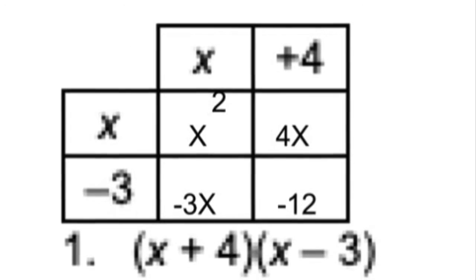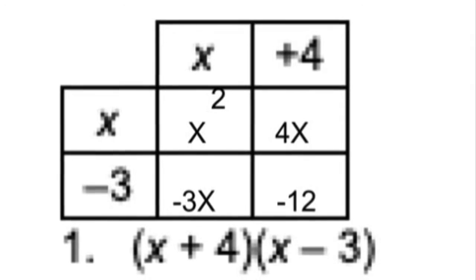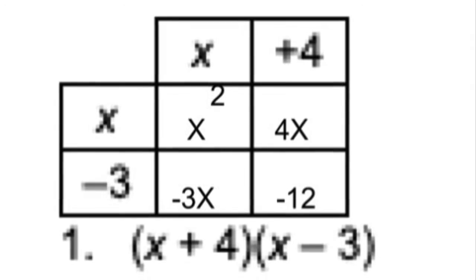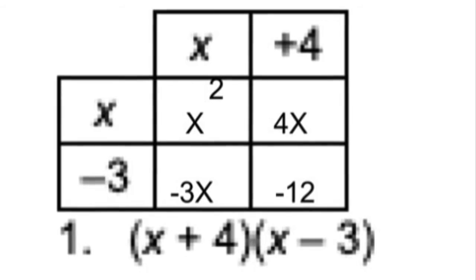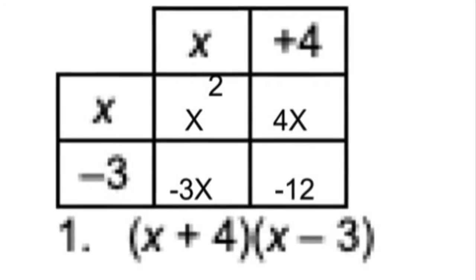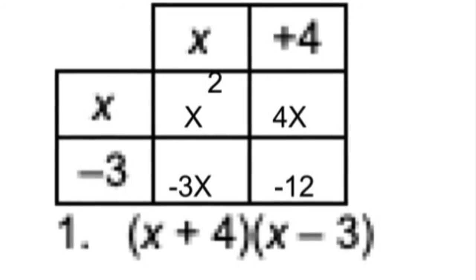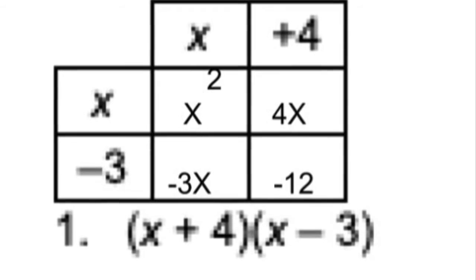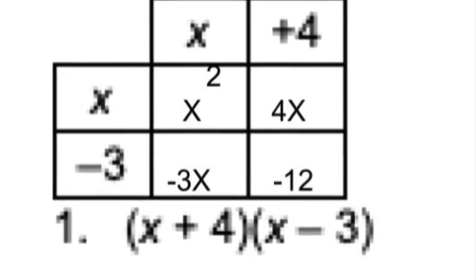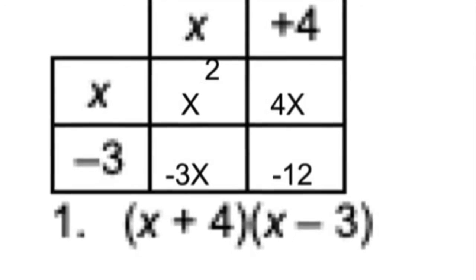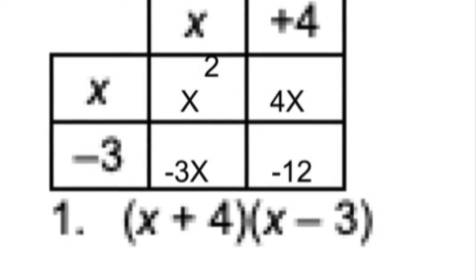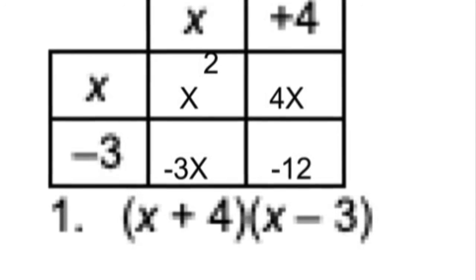And 4 times x is 4x. And minus 3 times x is minus 3x. And minus 3 times 4 is minus 12. All I've done is multiply 4 times. Now our job is that we need to simplify that. We need to put the x squared and the 4x and the minus 3x and the minus 12 all together. And that's going to give us our answer.